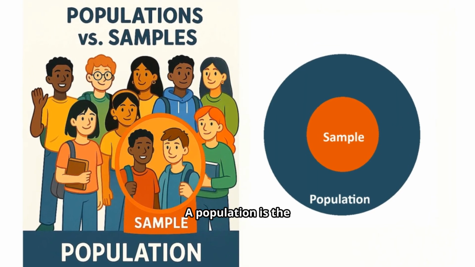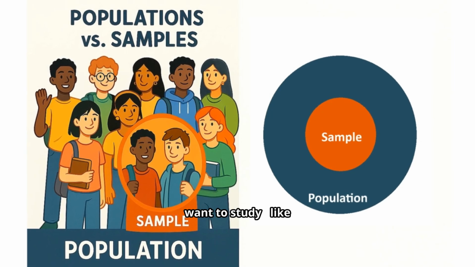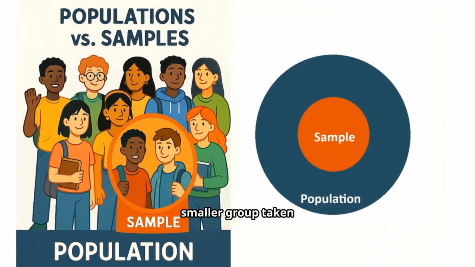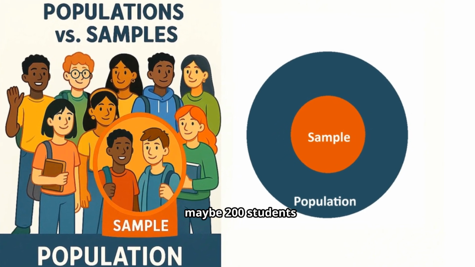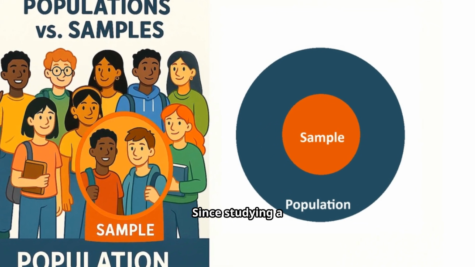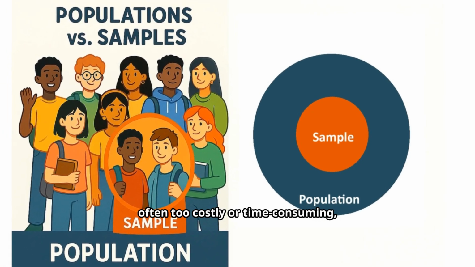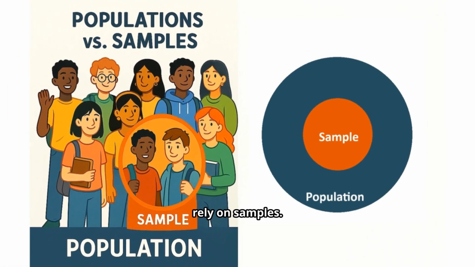A population is the entire group you want to study, like all college students in the US. A sample is a smaller group taken from that population, maybe 200 students from a few campuses. Since studying a whole population is often too costly or time-consuming, researchers usually rely on samples.